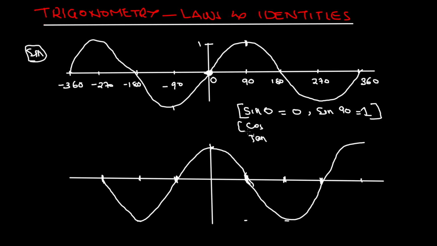Let's look at the one for cosine. Cosine is this one here. For cosine, again, you look at the origin and you look at what it's doing at 90 degrees. Those two are the ones that we need to remember. So cos 0 gives us 1. What about cos 90? This is 90, the same as here. Cos 90 is 0.